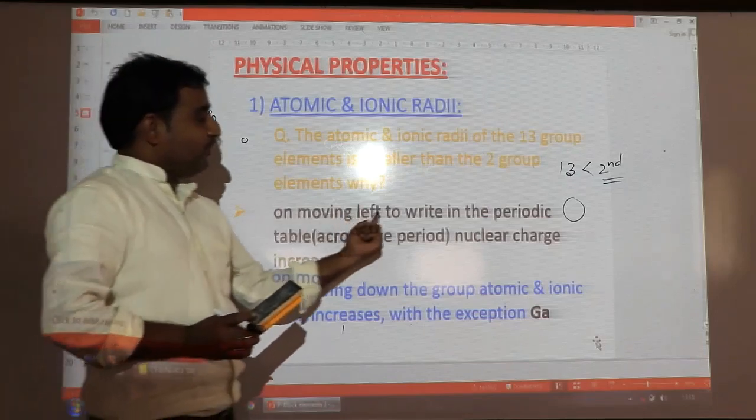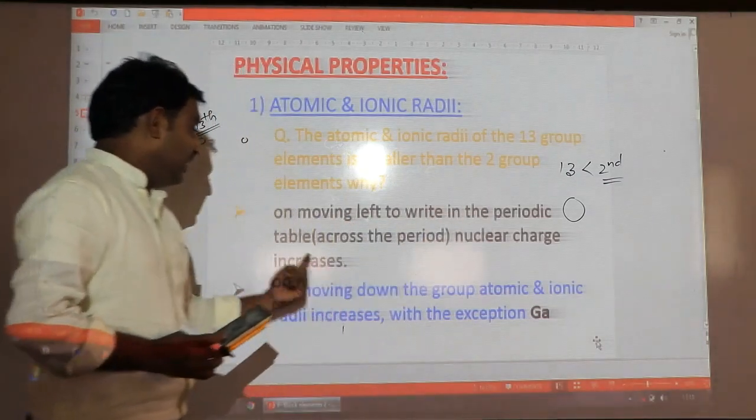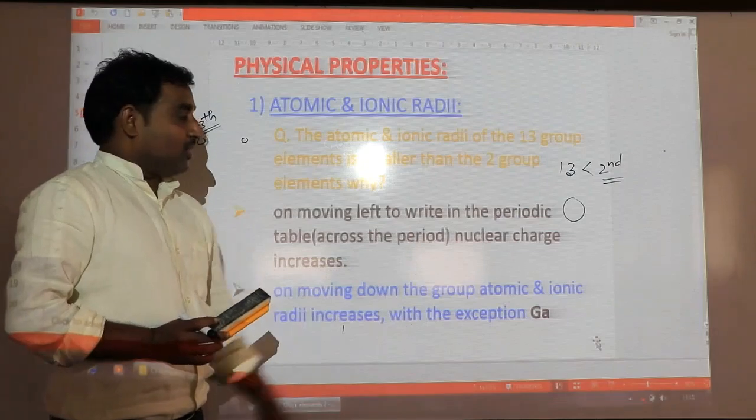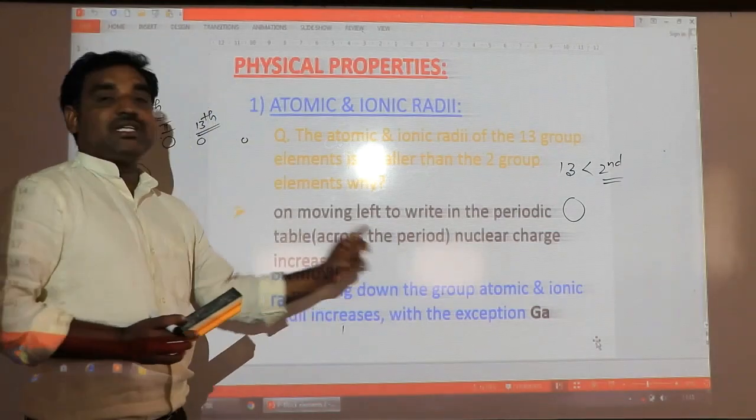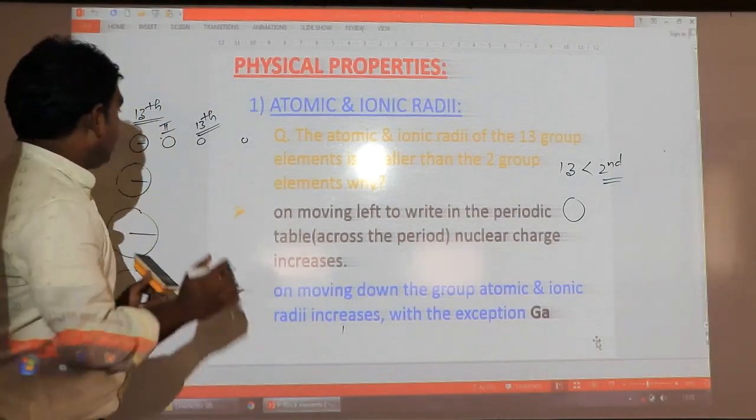On moving left to right in the periodic table across the period, nuclear charge increases by 1 unit. Hope you know that.